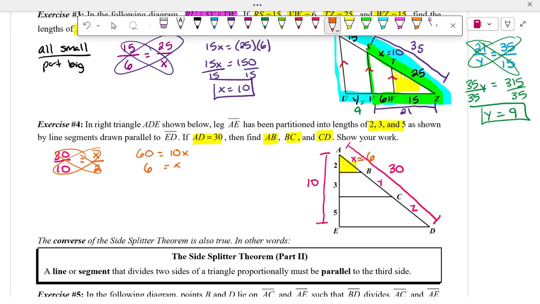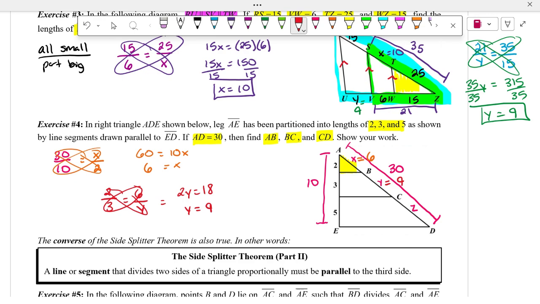So x is now 6. Now I can use side splitter and work my way down. So I'm going to find y next. So how can I set my proportion to find y? 2 over 3 is equal to 6 over y. I did all the small, part of the big, all the small, part of the big. So if I cross multiply, I get 2y is equal to 18, y is equal to 9.